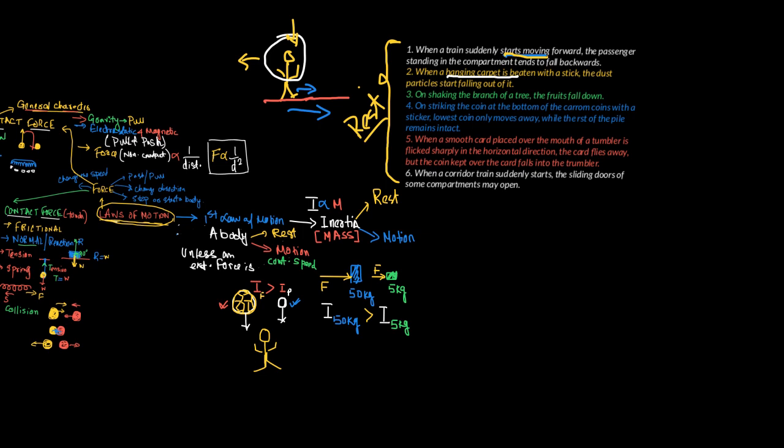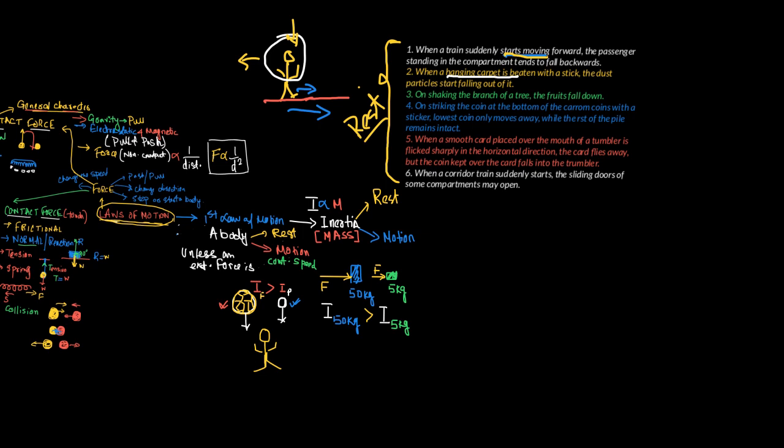Whenever you are given these questions, you have to understand what the initial position was before some action happened to that particular object or situation. In the first case, the train was at rest, then it started moving, right? So everyone was at rest initially. So I'm talking of inertia of rest. Let's see the third one.